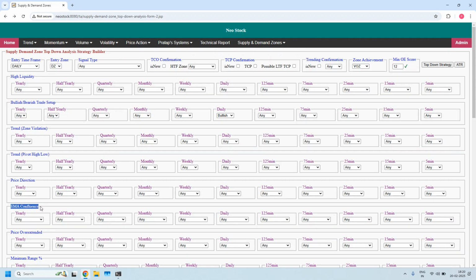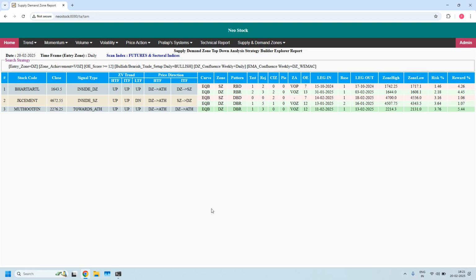In the EMA confluence, weekly time frame, because daily is overlapped with weekly. So we are checking whether the weekly demand zone has weekly EMA confluence or not. Anyway, trend is uptrend for all the weekly zones. So we got 3 stocks. So these 3 have even more high probability, because the daily zone overlapped with the weekly zone has weekly EMA confluence.